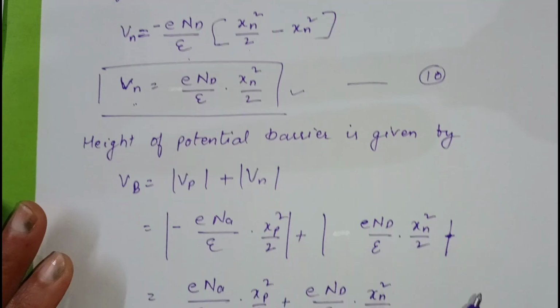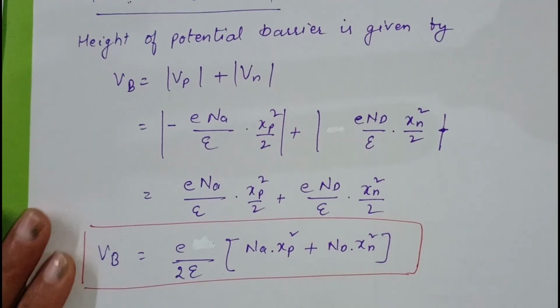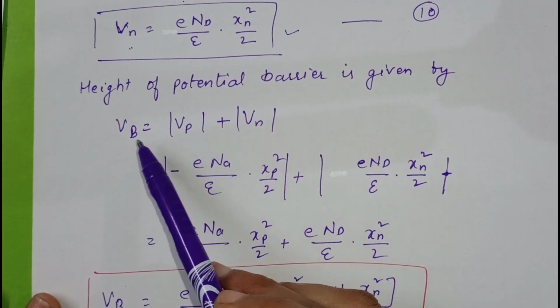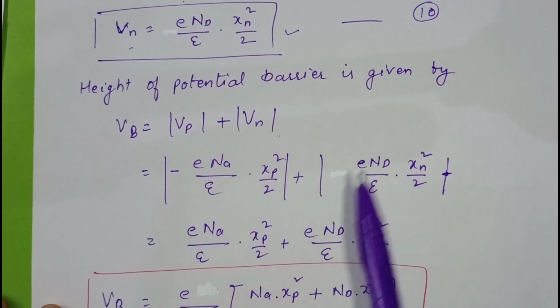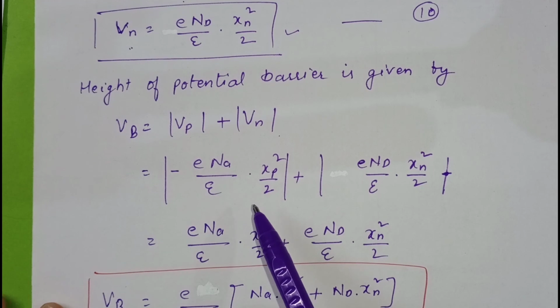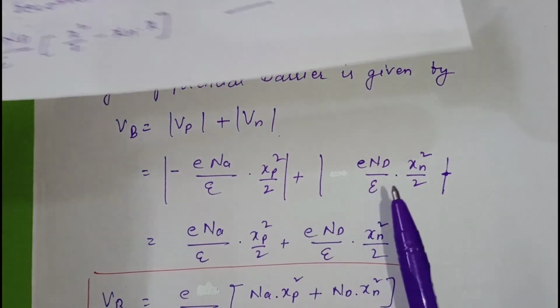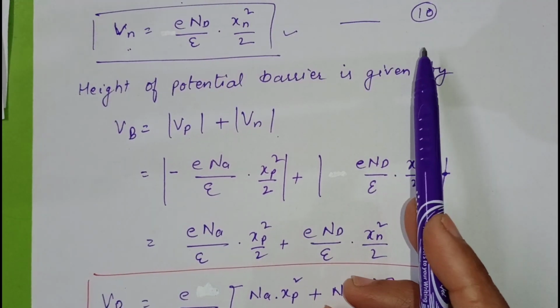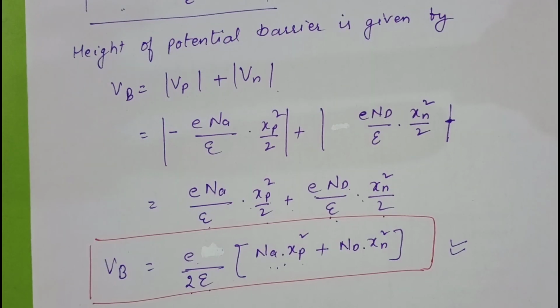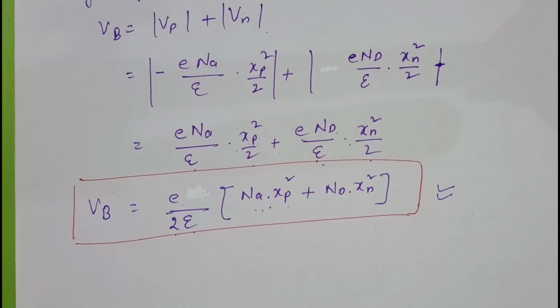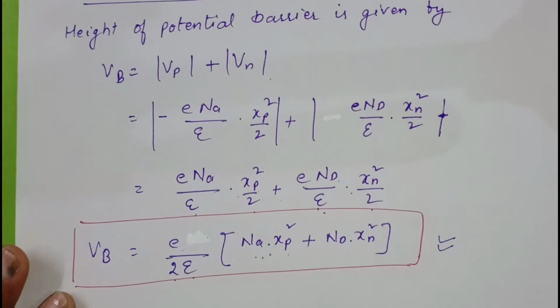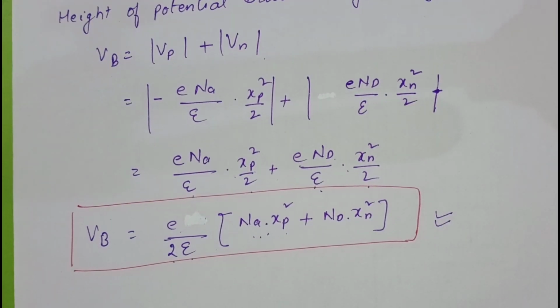Now the total height of the depletion region is given by VB equals Vp plus Vn in modulus. By putting the values of Vp and Vn, we will get the final value of VB, the barrier potential. The value of barrier potential is E upon 2 epsilon in brackets Na xp square plus Nd xn square. This is the final value of barrier potential.